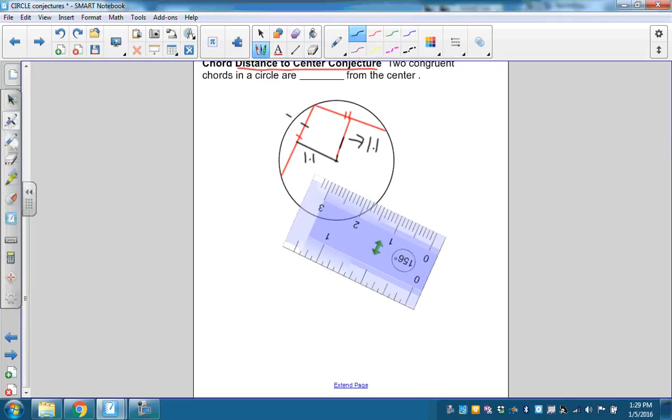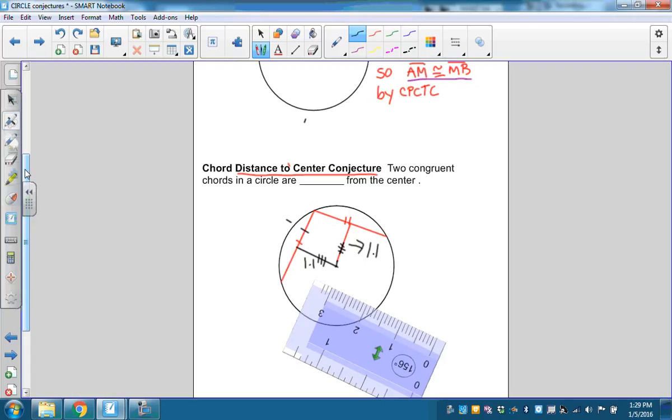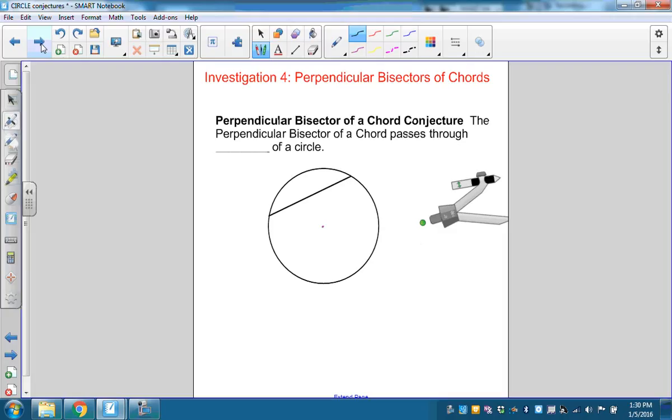So these distances are congruent to one another. So the chord distance to center conjecture: if you have two congruent chords in a circle, they are equidistant, or the same distance, from the center. All right. Not super exciting stuff, but remember the whole goal of the first couple units is to get you to solve big circle problems, so you need all the little pieces. This is the last little piece of section 6.2.